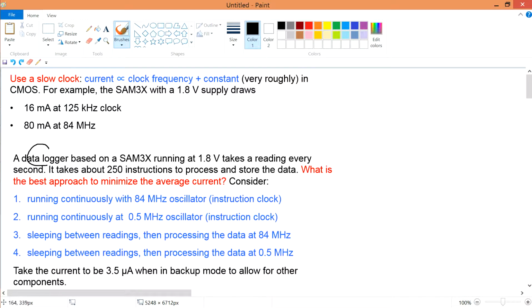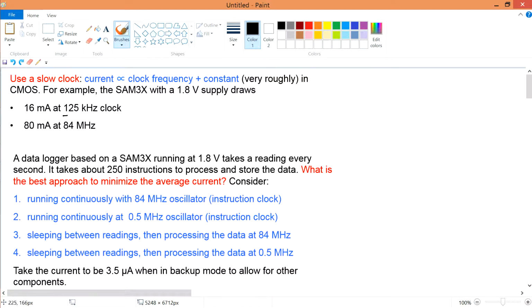A data logger is based on a SEM3X microcontroller and runs at 1.8 volt. It takes a reading every second, and it takes about 250 instructions to process and store the data. So 250 instructions is within one period. Please take note, later on we'll talk about it. I will assume these are 250 instructions per cycle, but I may be wrong, so be careful. What is the best approach to minimize the average current?